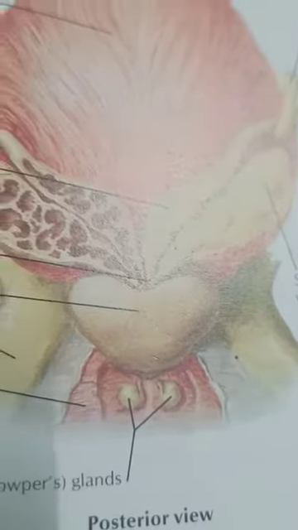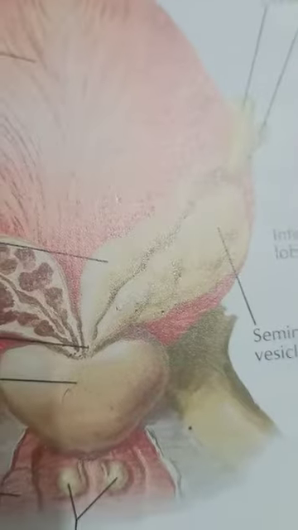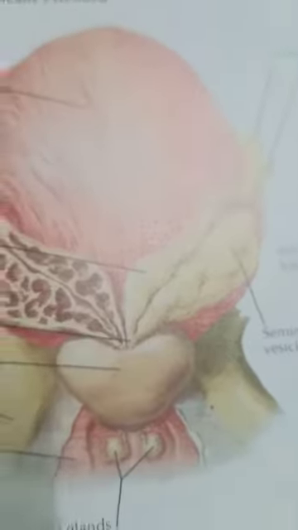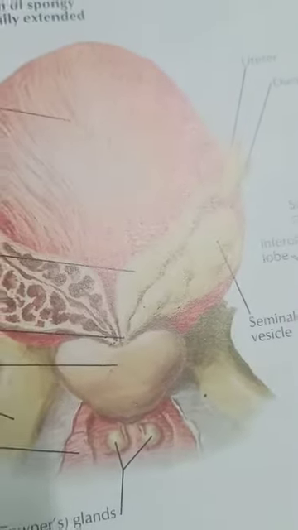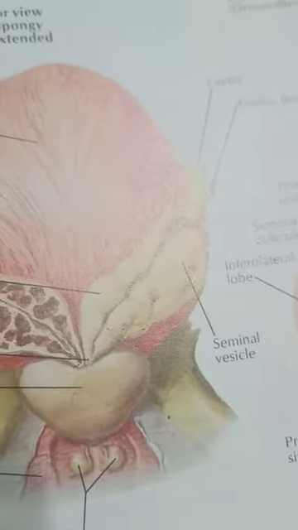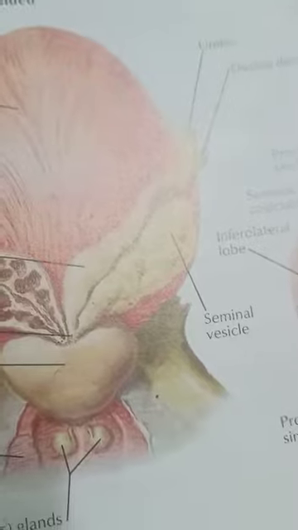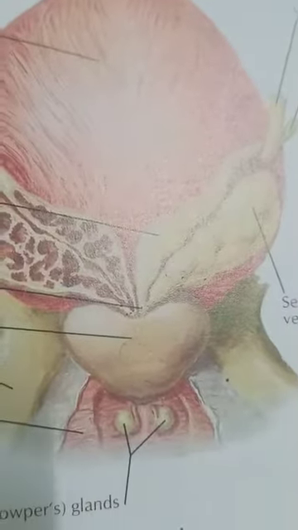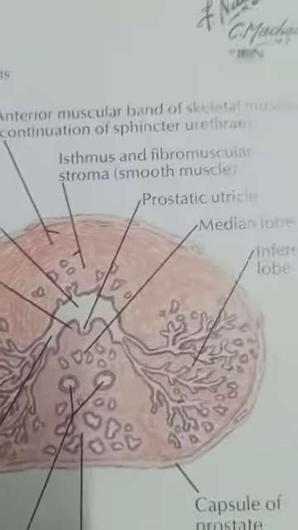Then coming to the age changes of the prostate. There will be structural differences according to age. Okay, so first is at birth. At birth, the prostate is small in size and it is made up of only stroma and a simple duct system. Only one simple duct can be seen.